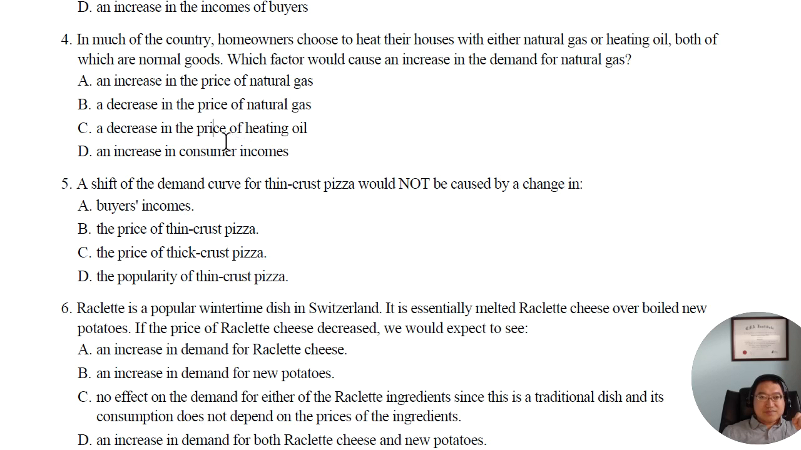So none of A, B, and C is our perceived correct answer. Then which one is the correct answer? It has to be this one. And now we are talking about what? It's utilizing the normal good concept, right? Higher income, higher demand. The whole demand curve shifts to the right.